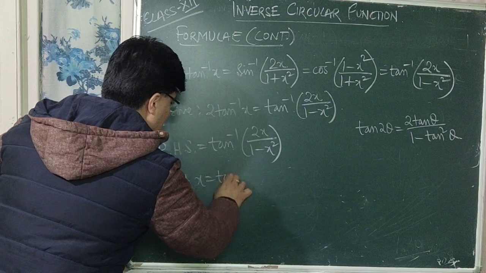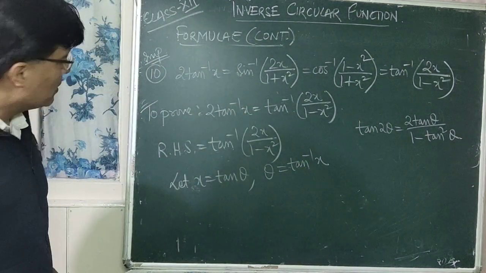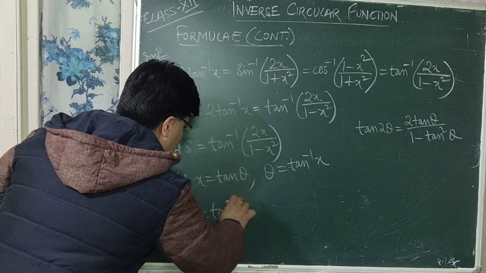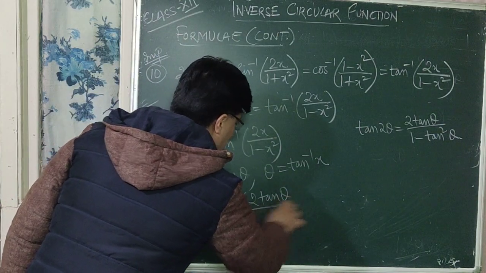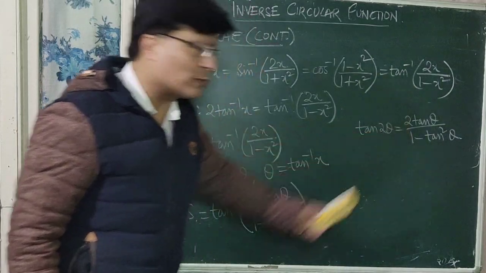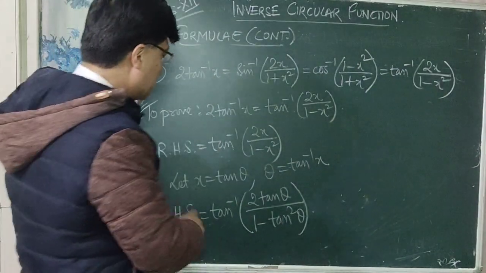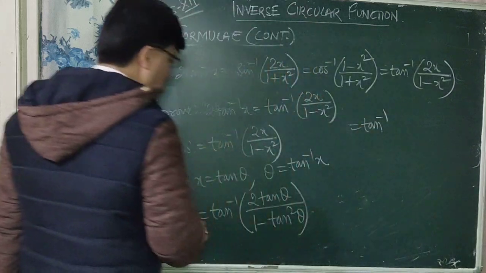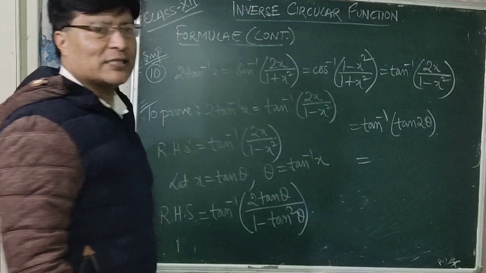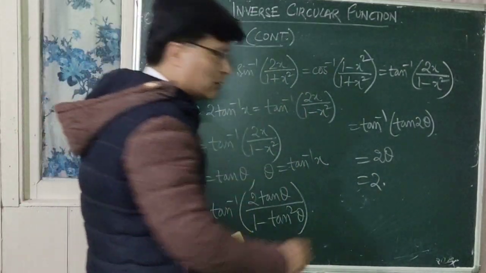Let x is equal to tan theta, right? What is the value of theta here now? Theta is equal to tan inverse x. Now what does right hand side become now? So RHS is equal to tan inverse 2 tan theta divided by 1 minus tan square theta. Okay? So what is the formula for 2 tan theta upon 1 minus tan square theta? You can write tan 2 theta. Is that clear? Next. Now this right hand side becomes is equal to tan inverse. So what should you write for 2 tan theta upon 1 minus tan square theta? That is your tan 2 theta. So what is tan inverse tan 2 theta? It is 2 theta. Which is equal to 2 into what is the value of theta here? So theta is equal to tan inverse x.